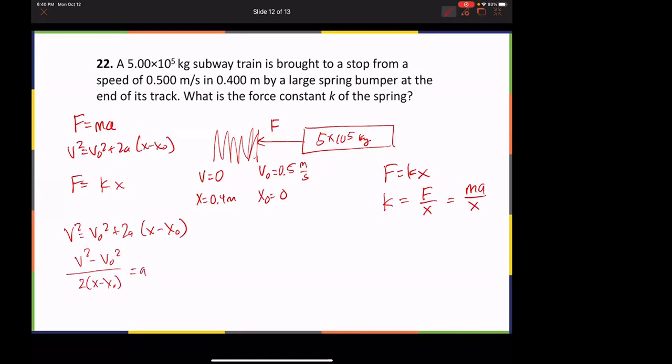Now you can substitute that in for a if you want, or you can solve it separately. I don't really care. So that gives me 0.5 squared over 2 times 0.4. And I took the negatives out because they cancel. And I got an answer that's probably not right. Oh yeah, I'm sorry, 0.5. I got 0.3125 for the acceleration. In our case, it's going to be positive. It's slowing down the other way, but it doesn't matter.